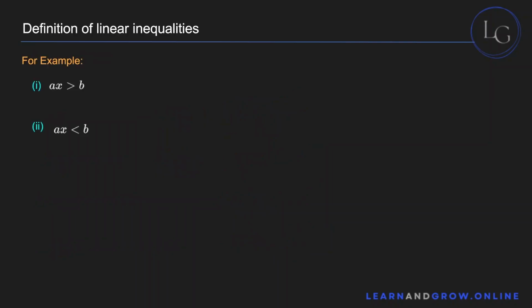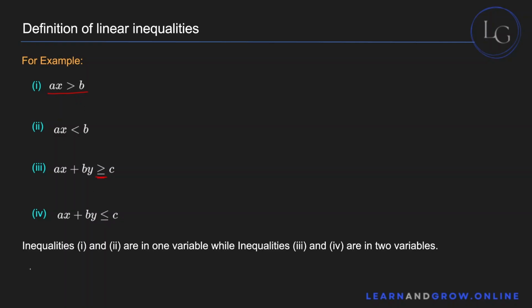Now, look at these examples. We discussed some earlier, but let's take this one over here. As you can see, ax is greater than b. Ax is less than b. Ax plus by is greater than or equal to c. Ax plus by is less than or equal to c. So we've used these. Now, here's the important part.